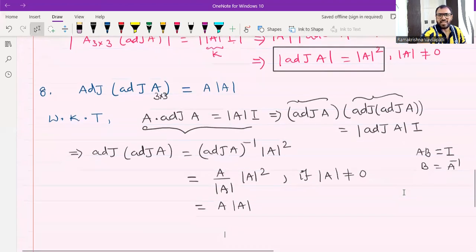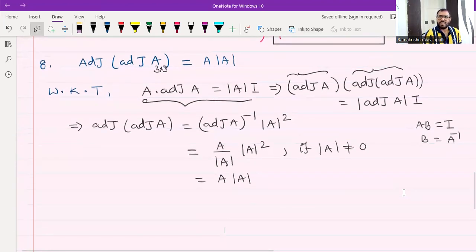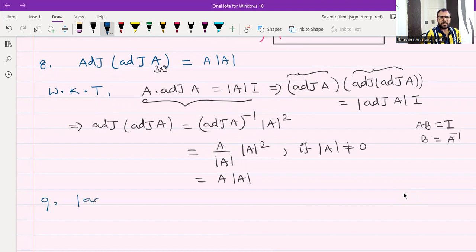Now using this concept, now I can write that determinant of adjoint of A. So here I am writing what is that determinant of adjoint of A.